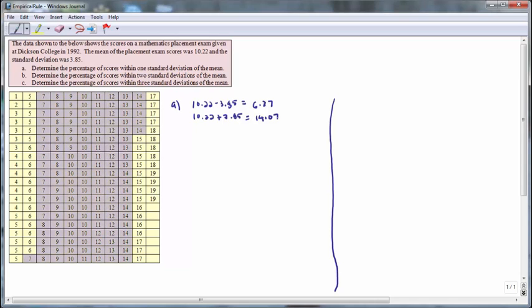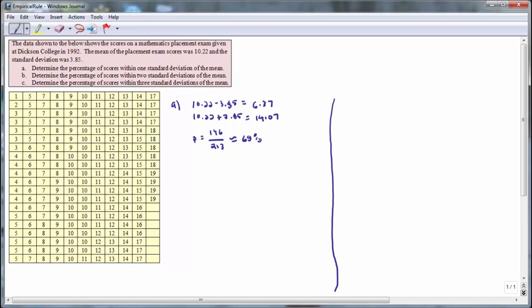So this would include all the scores from 7 through 14 shown in purple. If I count up the number of scores, I will see that there are 146, which means I have 146 divided by 213, or approximately 68% of the scores lie within one standard deviation of the mean.